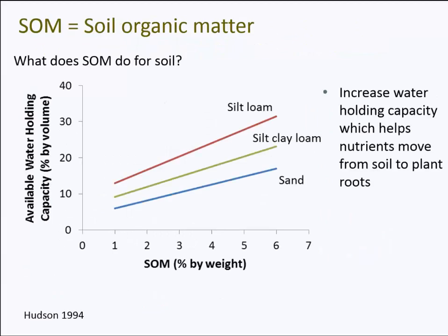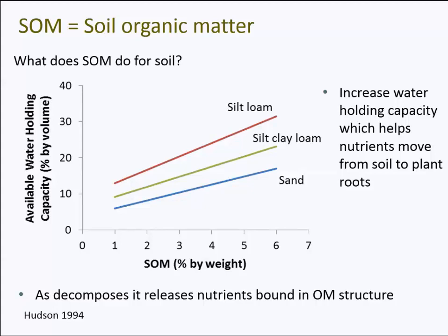SOM stands for soil organic matter. What does soil organic matter do for the soil? Well, it does a lot of things, but one thing that it does really well is holding water strongly. This is a graph that shows the soil organic matter increases from 1% up to 6% for a sand, a silt clay loam, and a silt loam. The available water holding capacity increases dramatically. For example, for silt loams, from somewhere around 12% up to 30%. That can be huge, especially for crops such as winter wheat, which really rely on stored water.